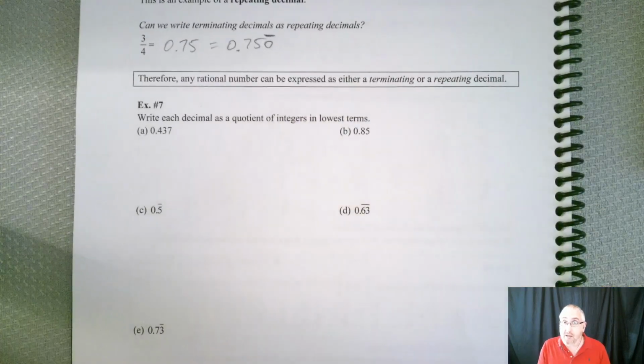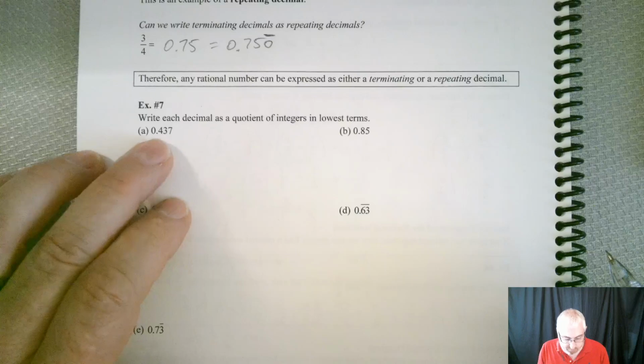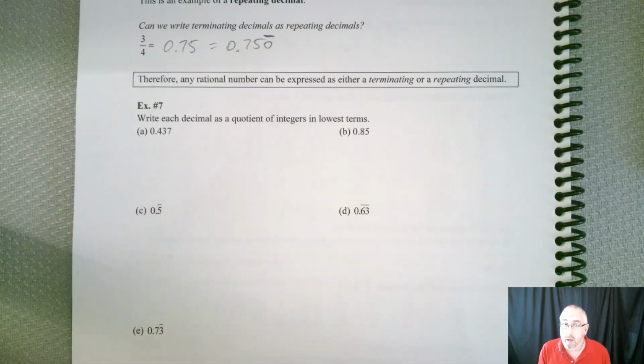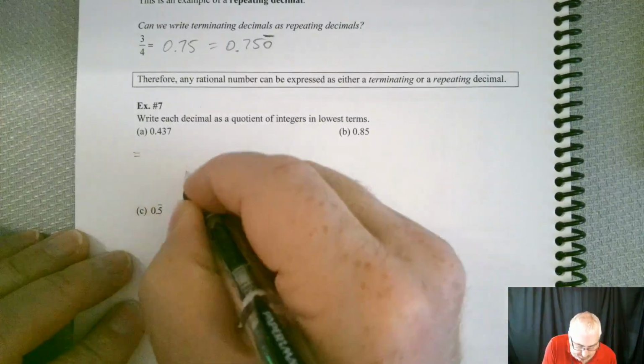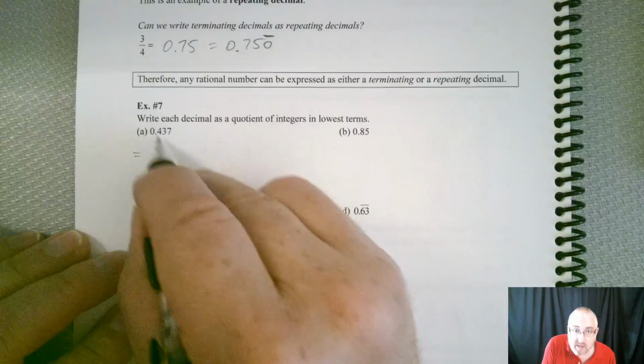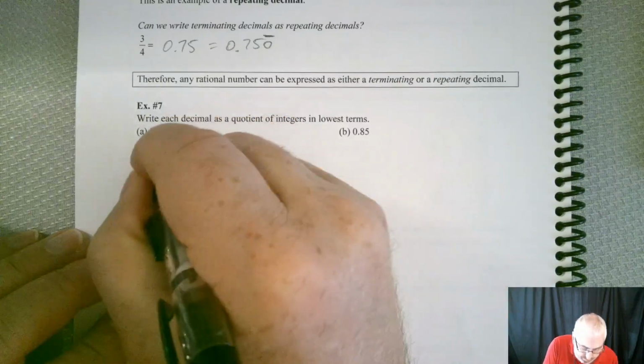That's where it gets a little bit trickier. Now there's 2 styles of problems we're going to see. We got terminating ones, and how do we change those? But then we got repeating ones, which is a little bit more complicated. So let's start with the easier case. We got 0.437, so it's terminating. So how do we change that into a fraction? Well, the first step is to take that 437. That's going to end up being the top of our fraction.